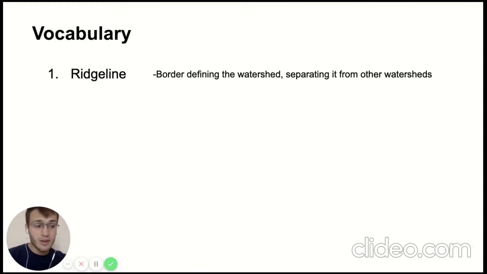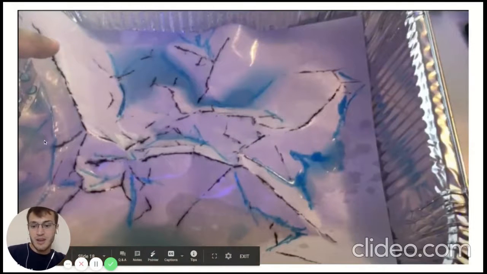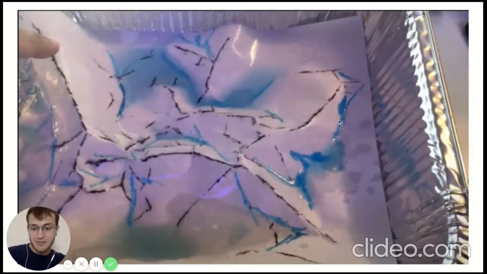Okay, so really quickly, we're going to go through the vocabulary that we introduced at the beginning of the demonstration. The first one is ridgeline. Ridgeline is a border defining the watershed. So the ridgeline is the border between 2 watersheds. In Ms. Chowdhury's model, the ridgelines were all these black lines. They separate the watershed. So here's one watershed, here's another watershed, here's another, and then here's another. And they're all separated by these ridgelines.